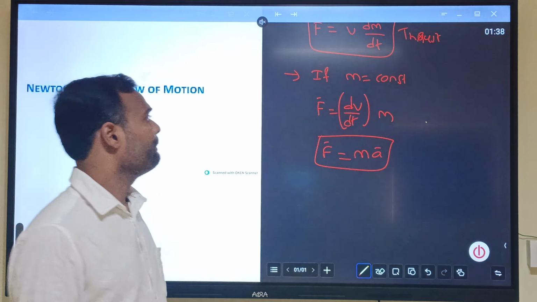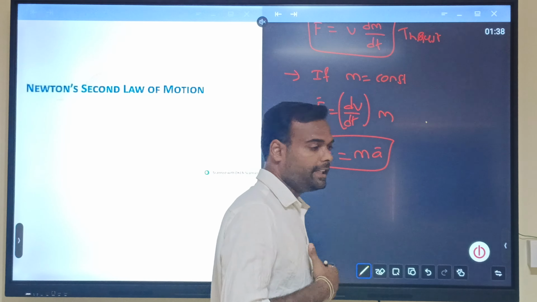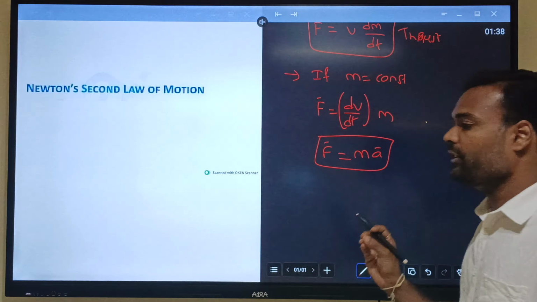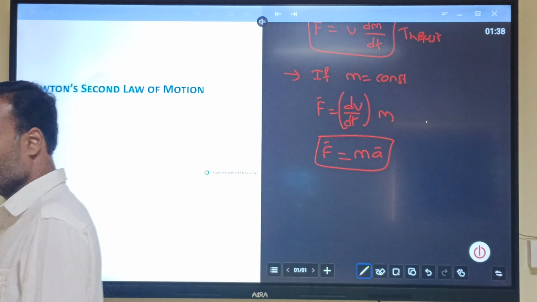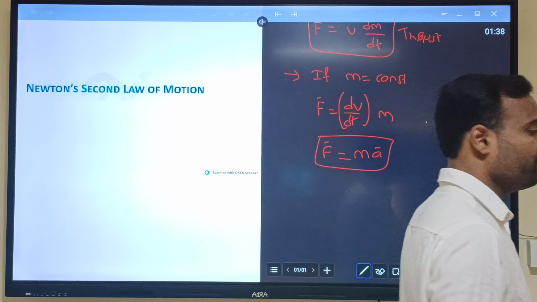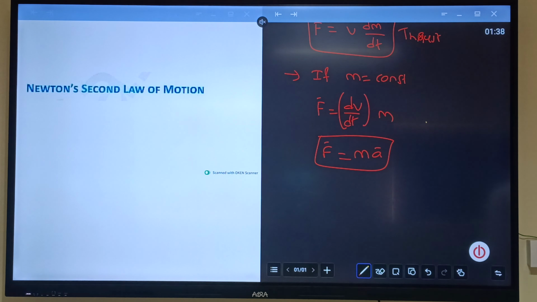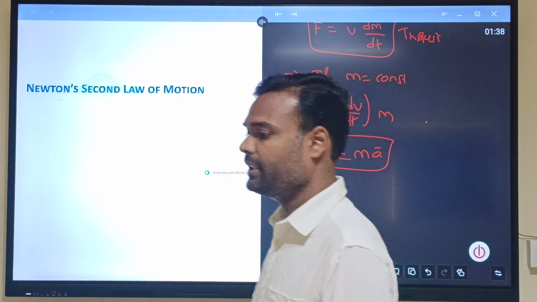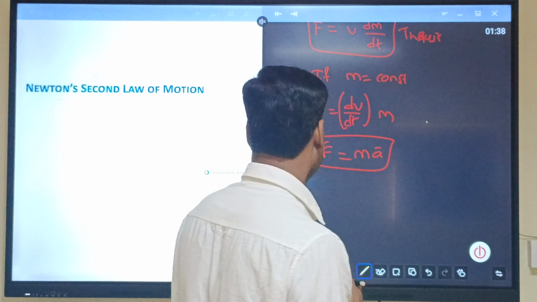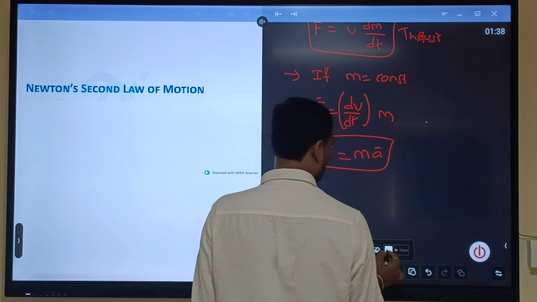I hope I am very clear from my side, and I gave you the required amount of concept for understanding what Newton's first law is, what Newton's second law is, and how we can relate Newton's first law with Newton's second law. This is through linear momentum. This is what we have covered now. Now let us go for the next concept.